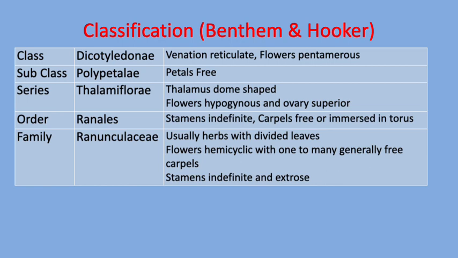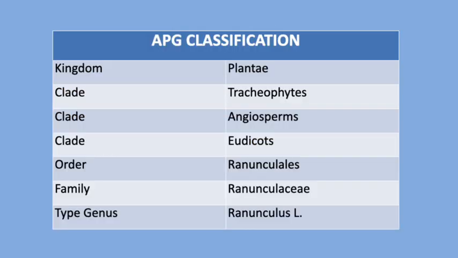Family Ranunculaceae, usually herbs with divided leaves, flower hemicyclic or semicyclic with one to many generally free carpels, stamens indefinite and with extrorse dehiscence. As per the APG system of classification, kingdom Plantae, clade Tracheophytes, clade Angiosperms, clade Eudicots, order Ranunculales, family Ranunculaceae, type genus is Ranunculus.